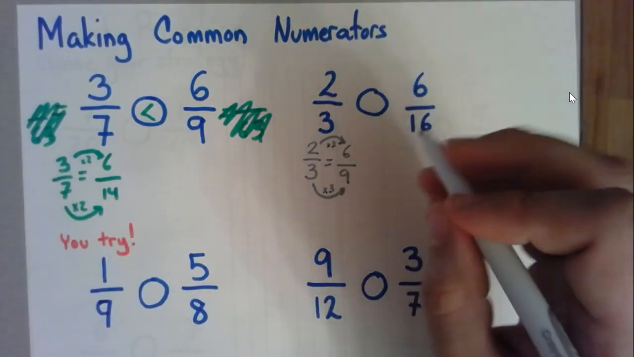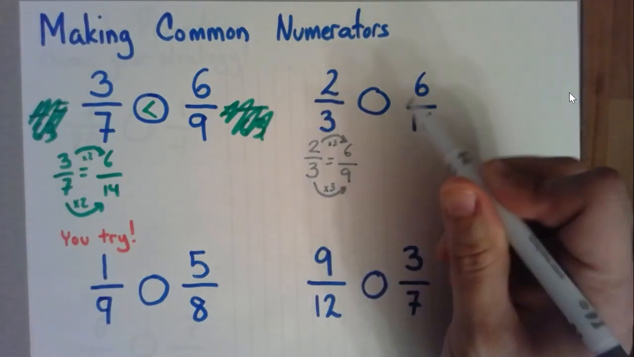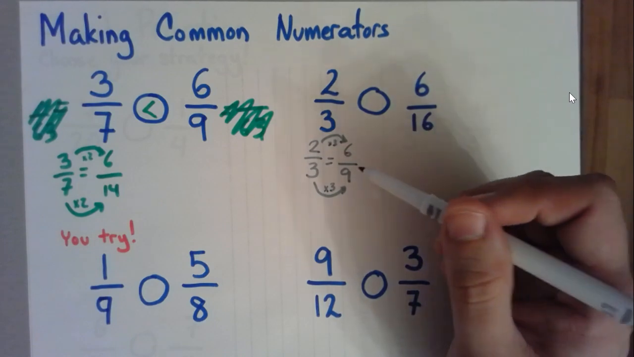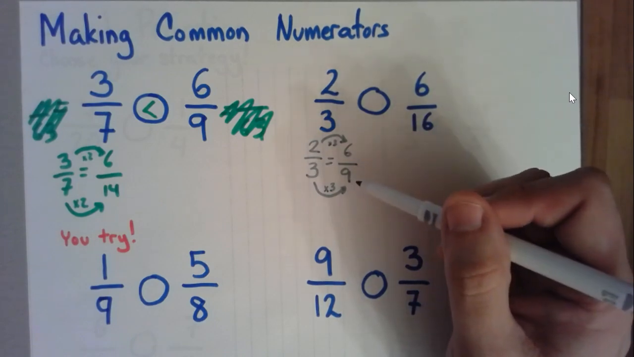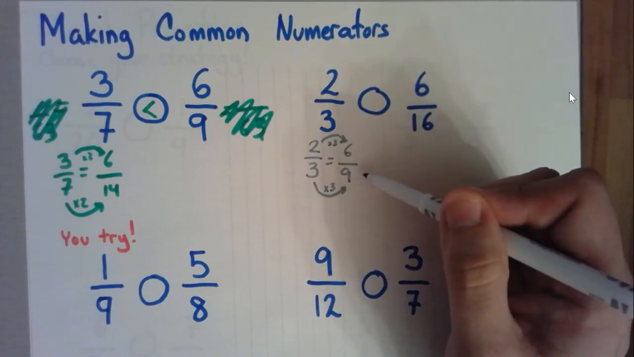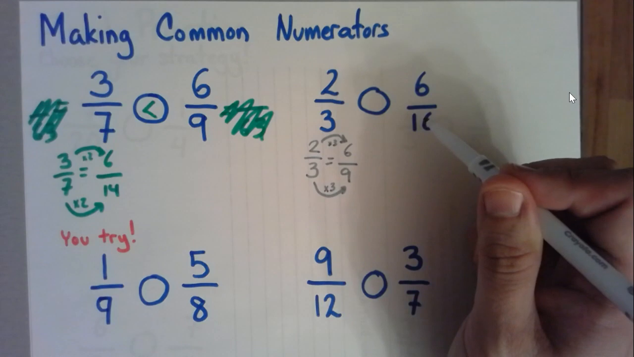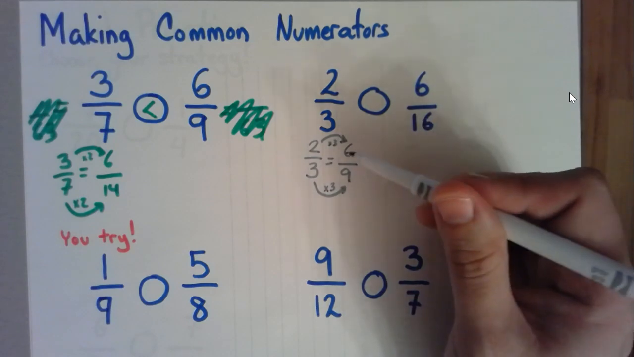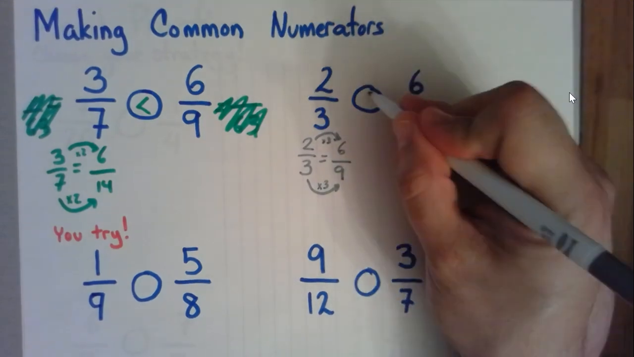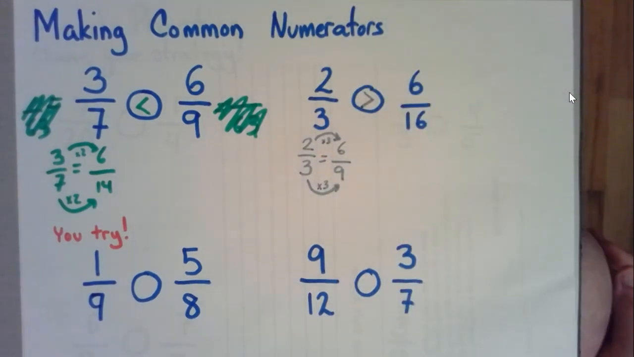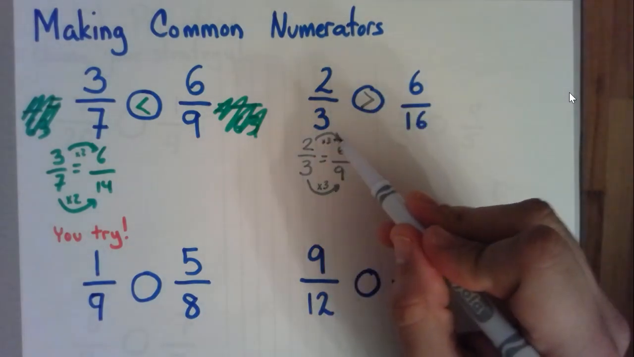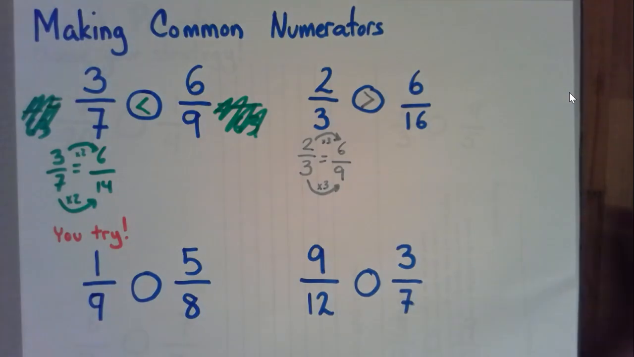So now I'm really comparing 6/9 to 6/16. Imagine in your head, visualize this, my whole divided into 9 and my whole divided into 16. Those 9 pieces, each one is going to be bigger than the 16 pieces. And so if I have 6/9, that's clearly going to be more than 6/16. So 6/9 is greater than 6/16. So 2/3 has to be greater than 6/16.